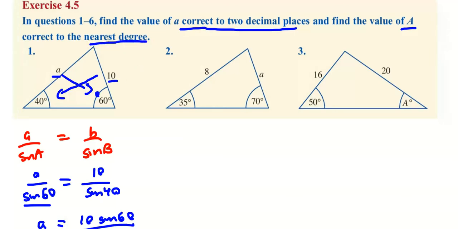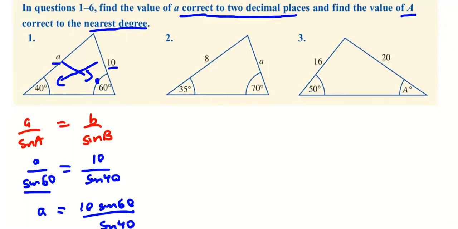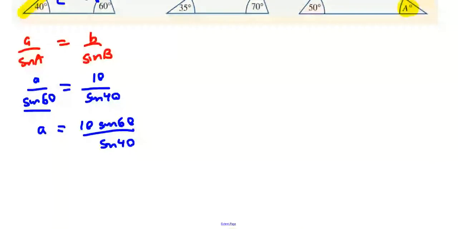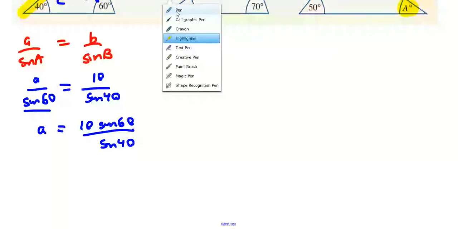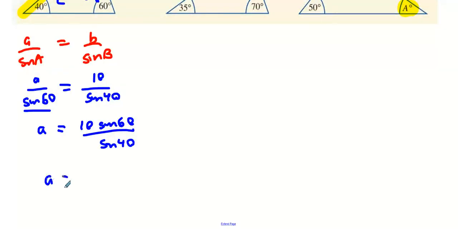Or, find the angle A to the nearest degree. So we either have an angle or a length question. We know this one's a length question because the a value is a length, while in question 3 the A value is an angle. So what we successfully did there is calculate a equals 13.47.